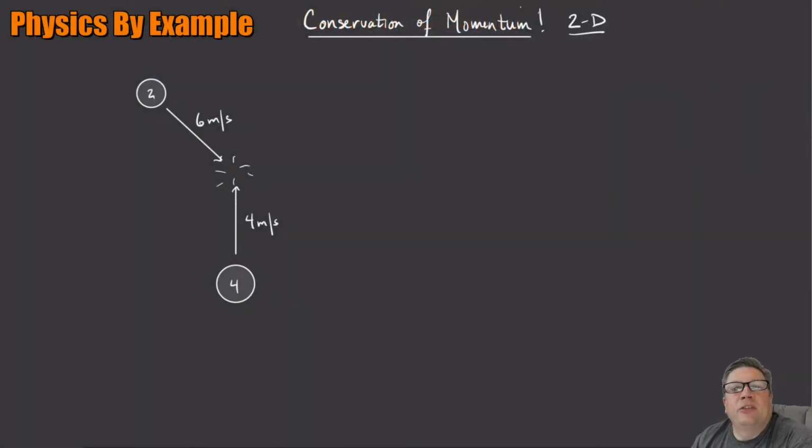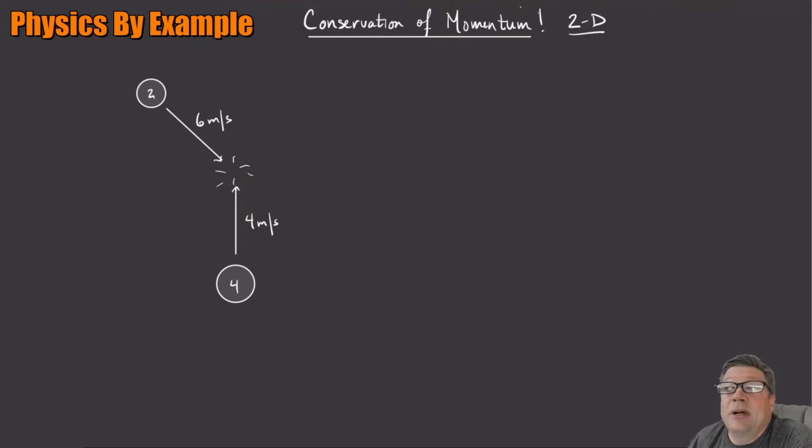Let's do one more two-dimensional conservation of momentum example. This time, let's do something a little bit different, and let's do a completely inelastic collision. Maybe these are lumps of putty that stick together, or if the masses were different, maybe these are cars that stick together after a collision, right?